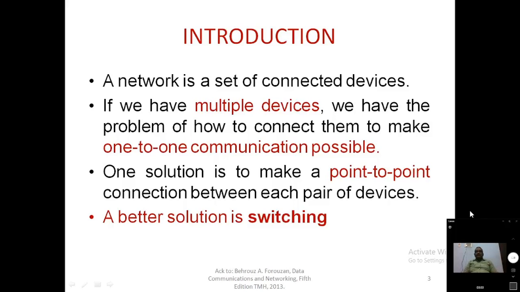So I am going to start with what a network is. Actually, we all know a network is a set of connected devices. Suppose we want to connect multiple devices, we have the problem of how to connect them to make one-to-one communication possible. One solution is to make a point-to-point connection between each pair of devices. But with point-to-point connections between each pair, we cannot connect more than two devices easily. If I want to connect more than two devices, a better solution is to provide a switching concept.